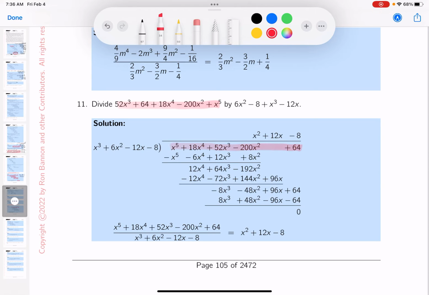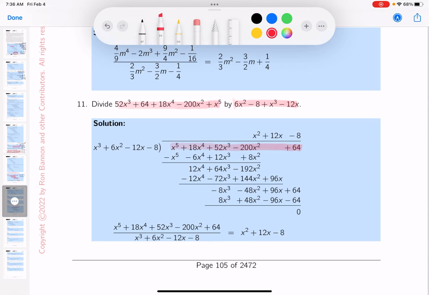So x^5, the next thing in that would be 18x^4. The next thing in that would be 52x cubed, then minus 200x squared. You notice I have a little space over there, which would include the linear term, which there is no linear term, and then the constant term in the end is 64. And I also write this thing in order.